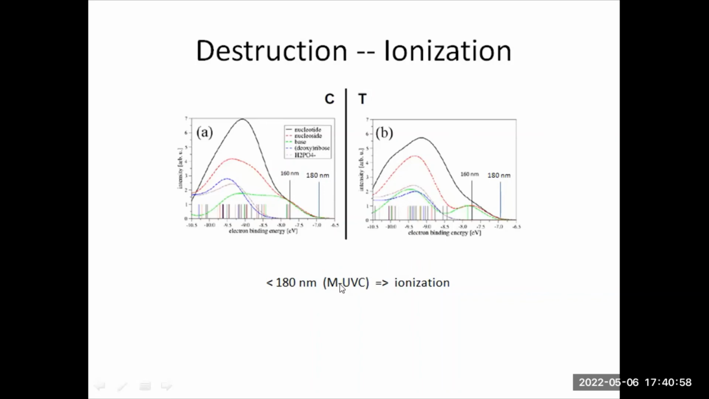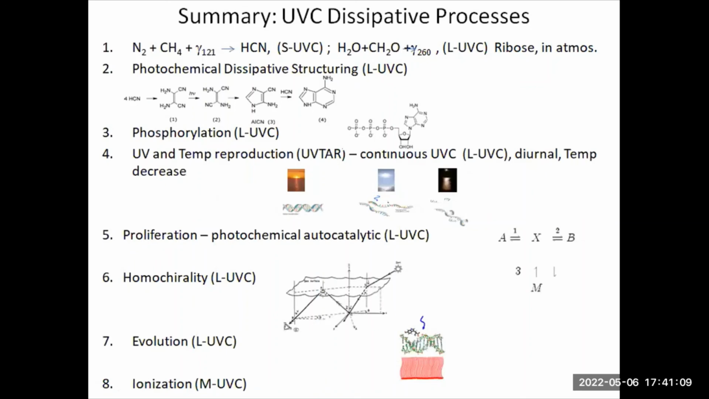So we don't want light in this range on the surface, at least on the surface of Earth, where life is forming, because it will start destroying these bases and therefore we have no more dissipation. So then in summary, for the different UVC dissipative processes, we have the production of hydrogen cyanide, which requires short wavelength UVC light, about 121 at the Lyman alpha line. And to produce ribose, we need this long wavelength UVC range at about 260 from formaldehyde. That is being produced in the atmosphere, and it rains to the surface, and then this ribose is used in forming the DNA bases, the bases with the ribose and with the phosphate.